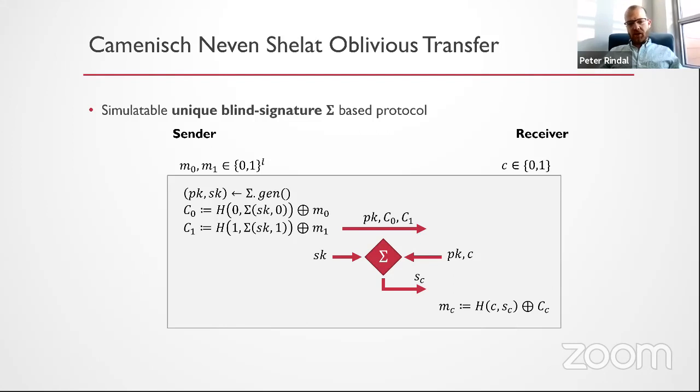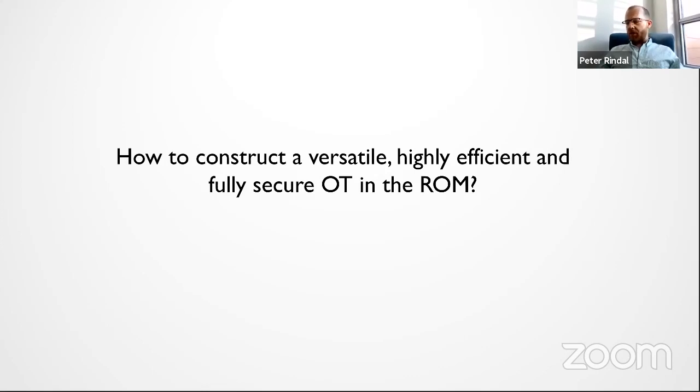So there do exist such protocols. For instance, this one based on unique blind signatures, and it works, but it ends up being very inefficient in practice, especially compared to the previous protocols, which just require a few DDH exponentiations. And so we can either achieve full security or we can achieve efficiency, but we have to choose. This is where we come in. We ask, how do we construct highly versatile and efficient, fully secure oblivious transfers? In particular, we're going to be interested in using the random oracle model as a way to achieve high efficiency.